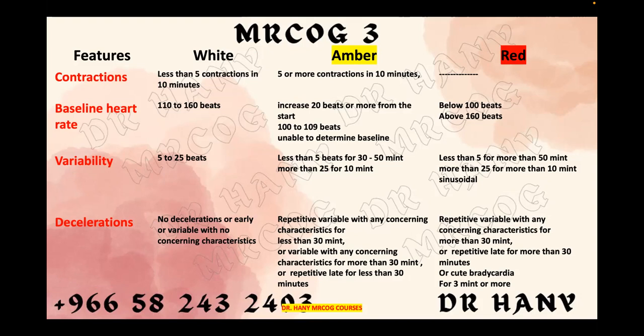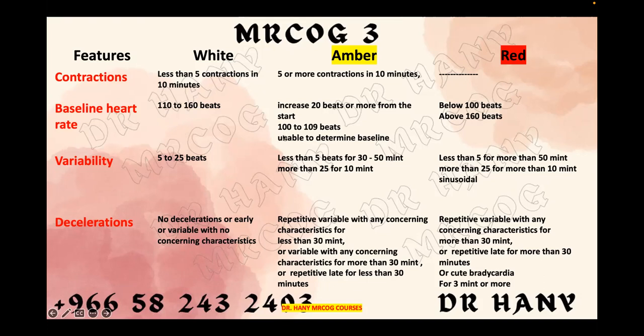Contractions: less than 5 contractions in 10 minutes is white. 5 or more is amber, and there is no red for contractions. So I addressed the first problem in one line. The baseline heart rate of 110 to 160 is normal, white. If it increases by 20 beats from the baseline, this will be amber. So if it started at 120 and became 140, this is amber. Started at 110 and became 130, this is amber, even in the normal range.